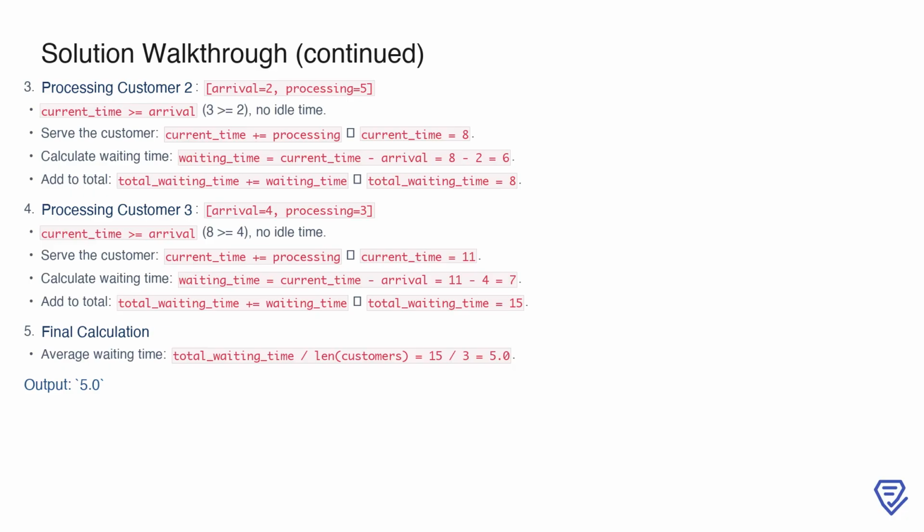Finally, we calculate the average waiting time by dividing the total waiting time by the number of customers. With 3 customers, the average is 15/3 equals 5.0, which is the output.